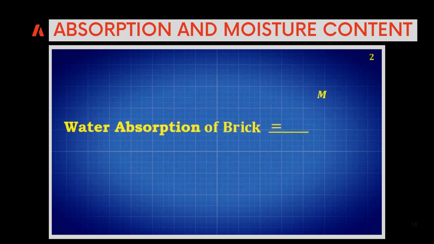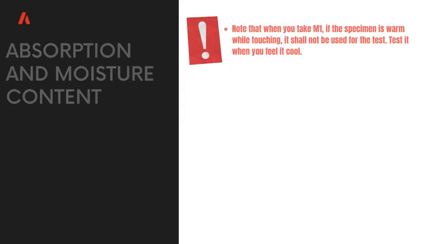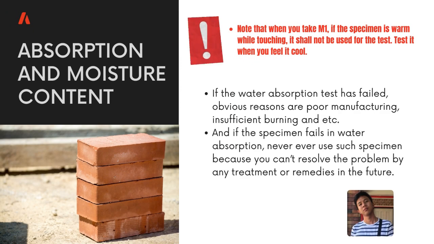Then, water absorption percent by mass is calculated by the formula (M2 minus M1) divided by M1, into 100. Note that when you take M1, if the specimen is warm while touching, it shall not be used for the test. Test it when you feel it cool.